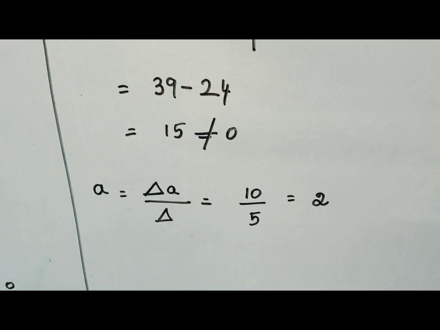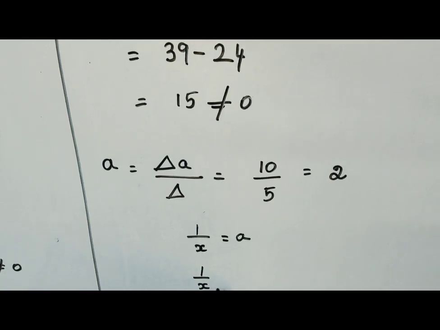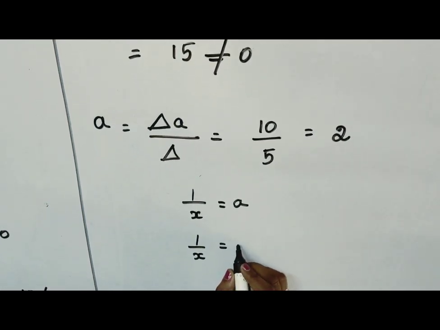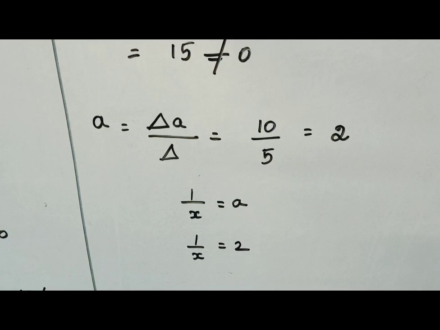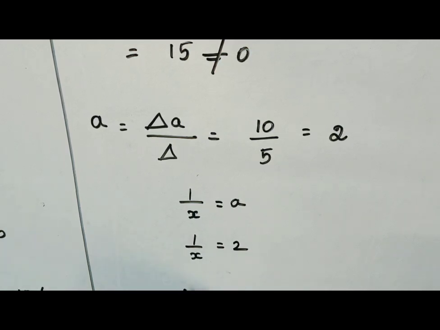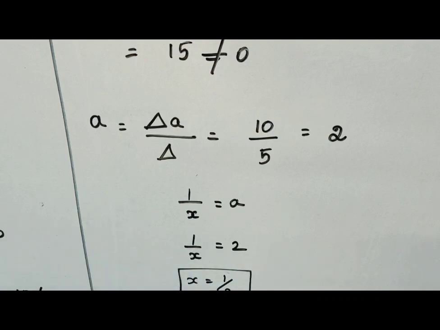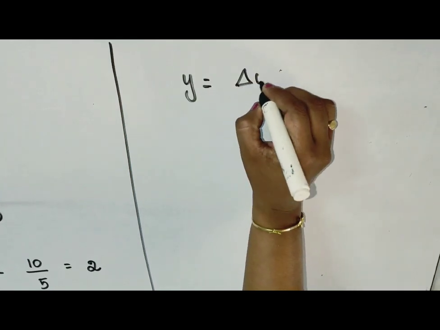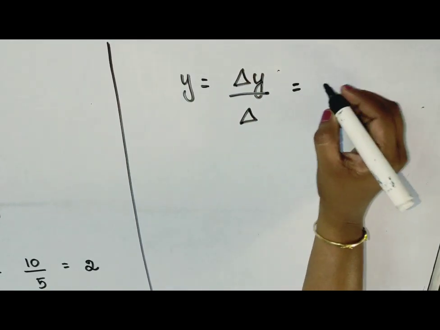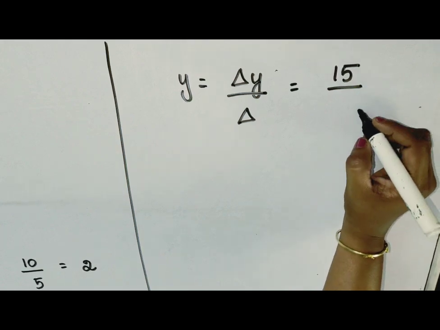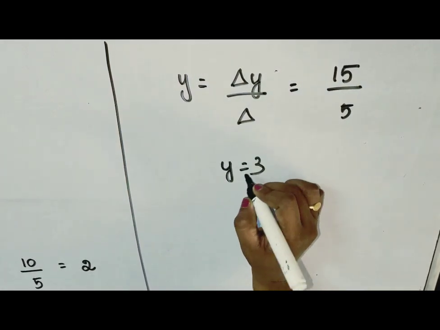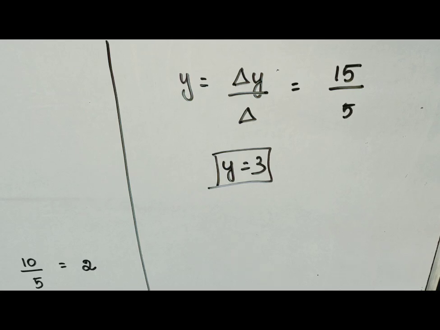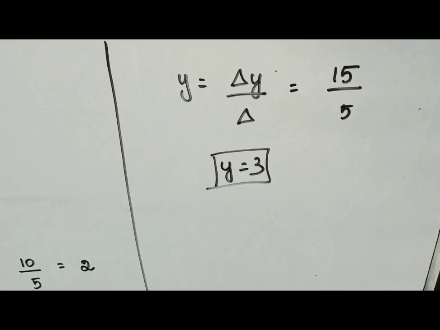Using this we will find the value of x. 1 by x only we have considered as a. The a value we got is 2. So the x value, if I take the reciprocal, is equal to 1 by 2. Next, how to find the value of y? y equals delta y by delta. The value of delta y we got is 15, and the value of delta is 5, so y is equal to 3. So this is how we find the values of the variables using Cramer's rule.